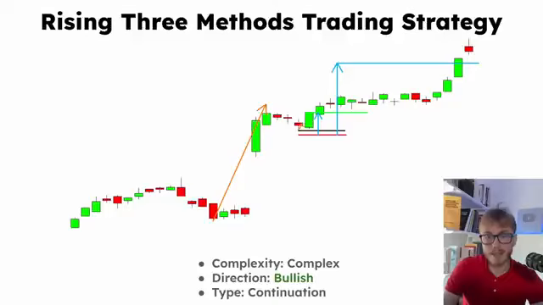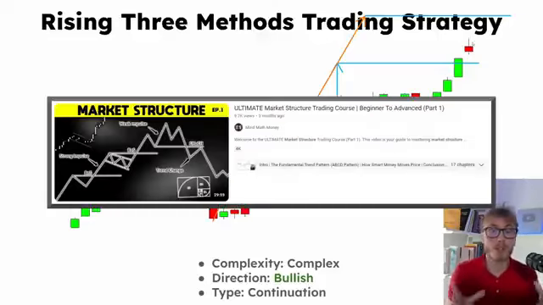And then we take this exact measurement and measure the same length. So the length of this arrow and this arrow should be the same length. And then we take our target all the way up here. This method is something called the 100% measured move. And I talk more about that in our market structure trading course here on the channel.